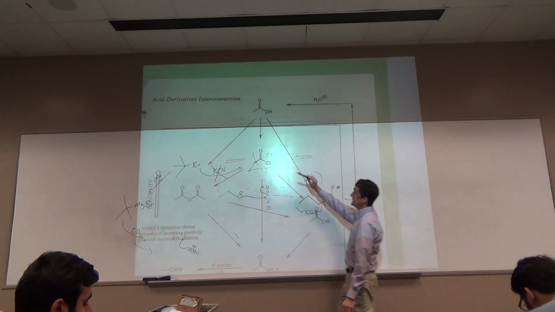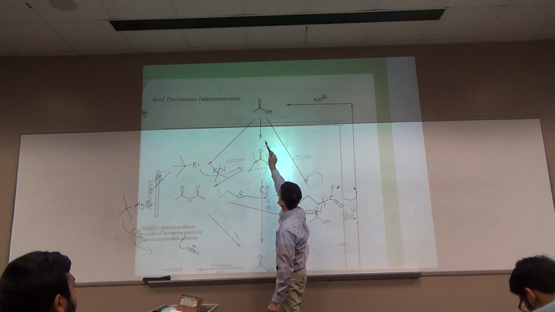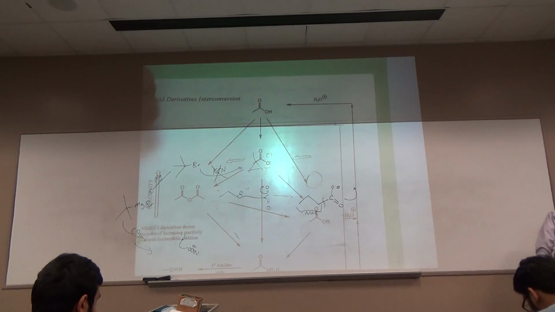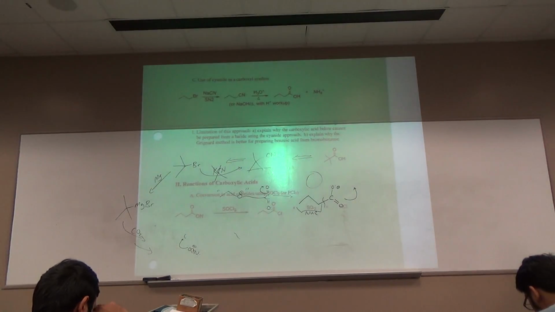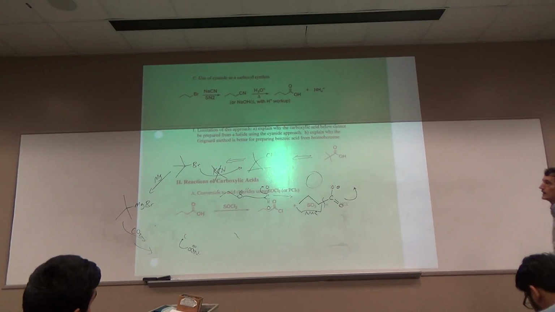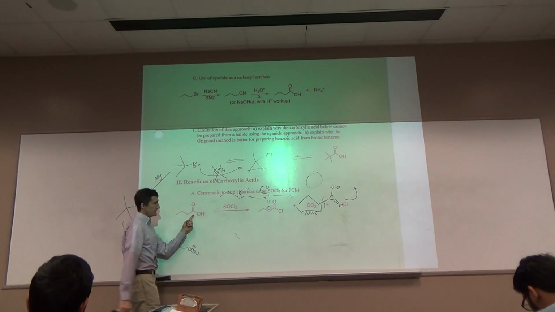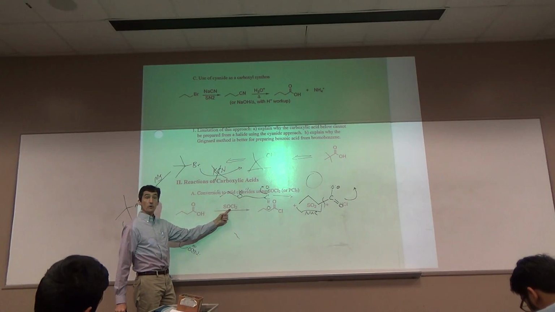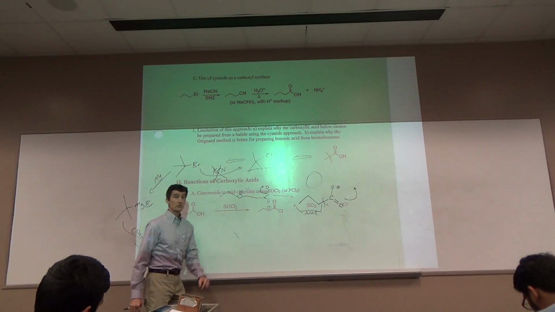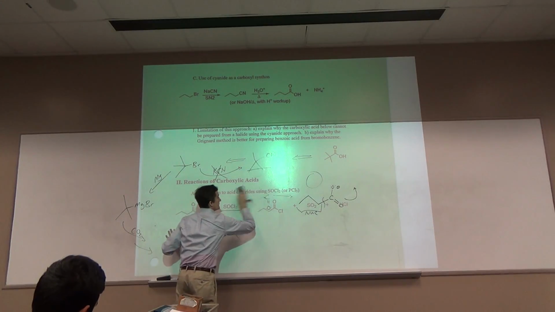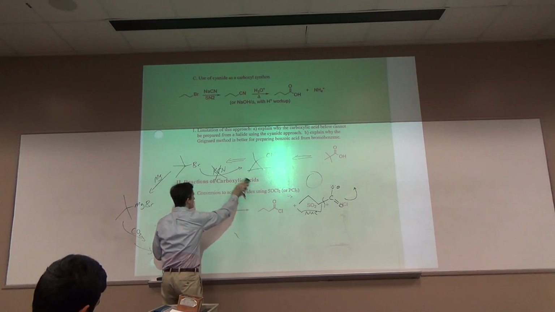And as I said, we need to be able to put reagents on all these arrows. So what reagent will do this? So, we can react the carboxylic acid with our old friend thionyl chloride, and we can get an acid chloride. Now you can also use other things.